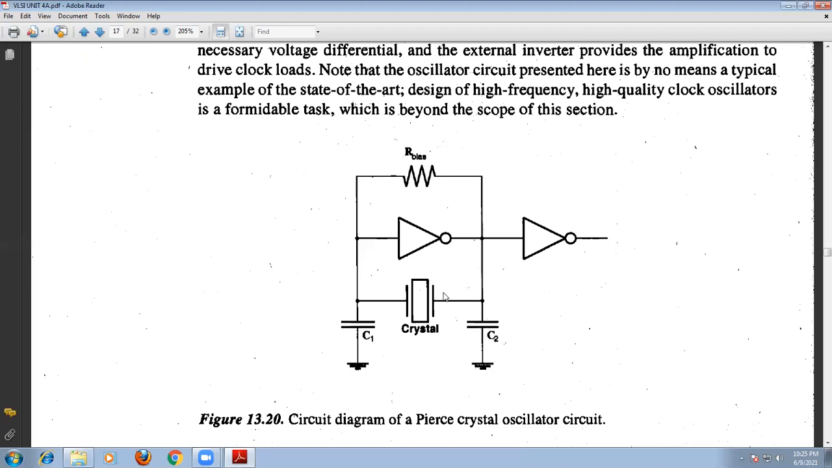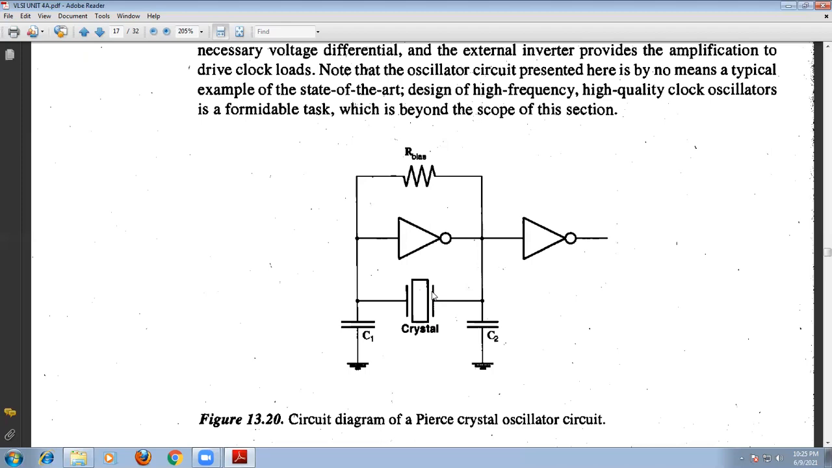So in this circuit, the crystal is basically nothing but a series resonance circuit. There is a series RLC circuit. So when the resistance is higher, for example, the frequency will be lower. In case of a series resonance circuit, the higher the resistance, the lower the frequency.